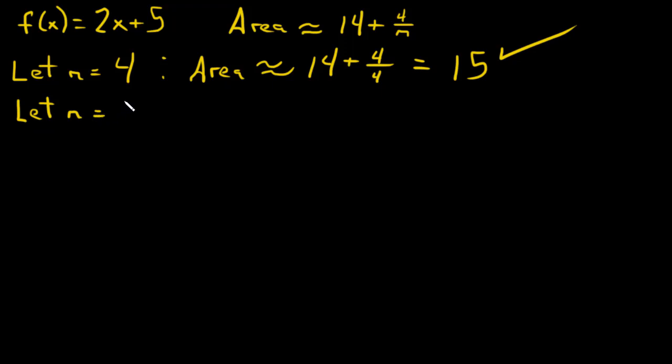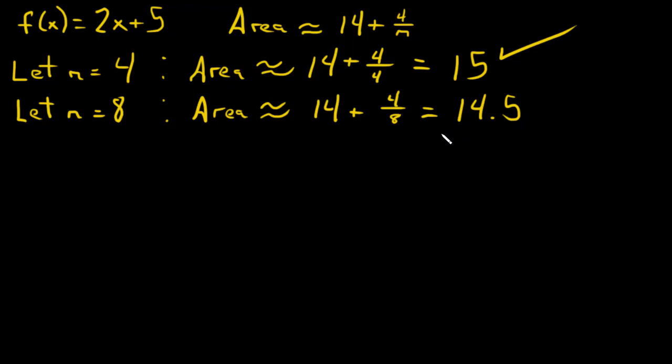Okay, let's let n equal 8. Area is going to approximately equal 14 plus 4 over 8, which is a half, so 14.5. Okay, so as the number of rectangles gets greater, it's going down. The area estimate is going down, which makes sense because it's going to more closely approximate the actual curve. There's less excess on top of the curve.